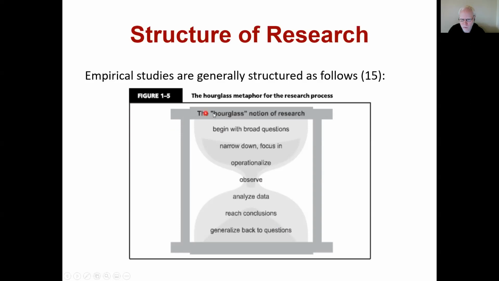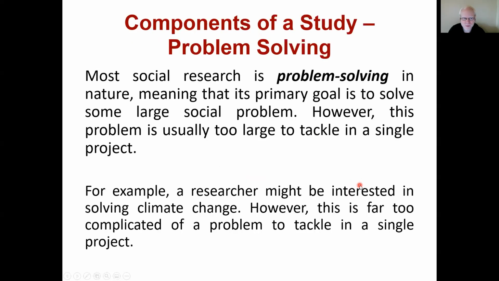So we start with the broad question, we narrow it down to super specific, and then we try to bring it back as far as we can towards the original broad question that we had. So let's go through some of these different steps. Most social research is problem solving in nature. Its primary goal is to solve some large social problem, like climate change or poverty, but it's usually too large to tackle in a single project.